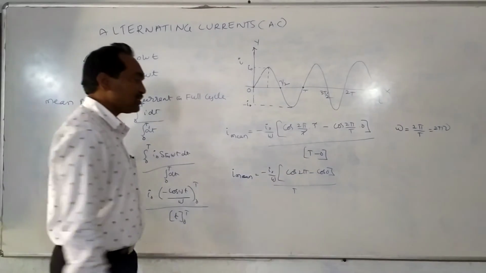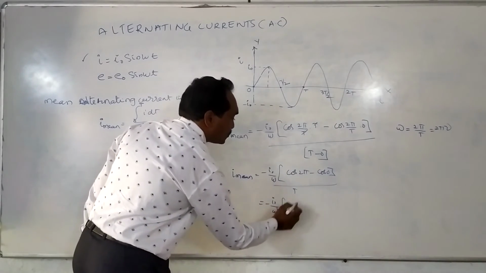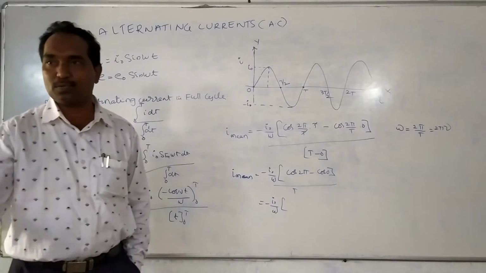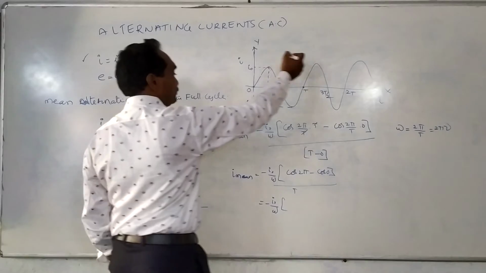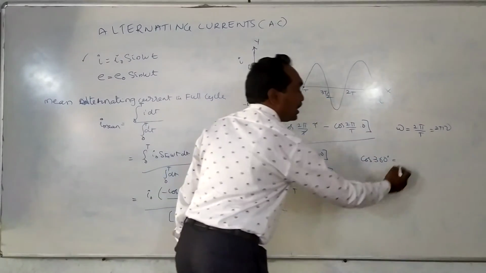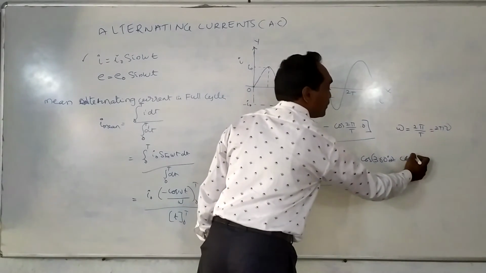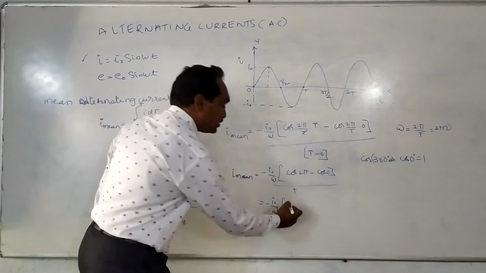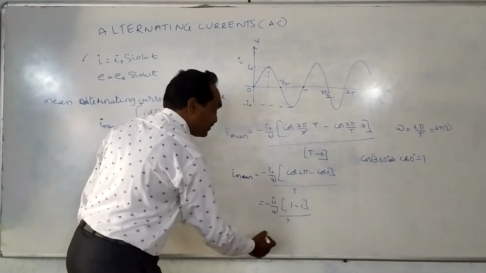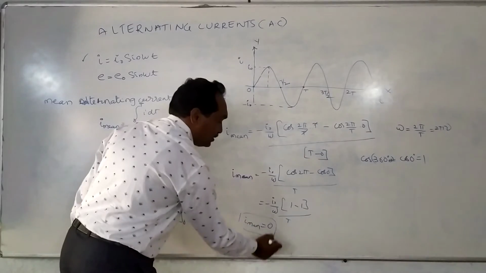Can anyone say what is the value of cos 2 pi? Cos 2 pi is nothing but cos 360 degrees, which is nothing but cos 0. Cos 360 is equal to cos 360 plus 0, right? That is cos 0. What is the value of cos 0? That is 1. So 1 minus, again cos 0, that is 1, by capital T. 1 minus 1 is 0. So I mean for the full cycle is 0.